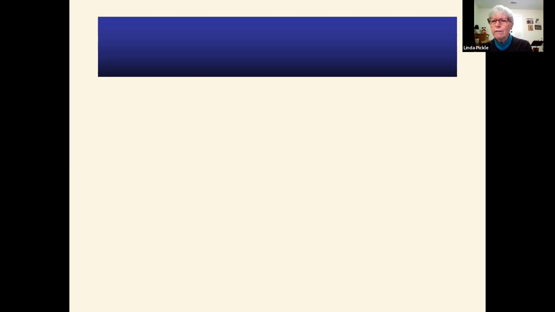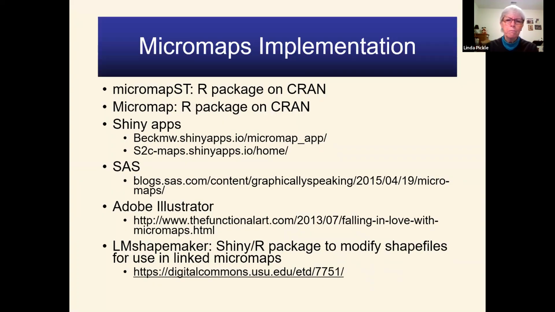Eventually, when that, what was it called? The LM Shape Maker. When that's out, and I should say the problem is the person who did that graduated and never quite released it, but I've been assured that it will come out soon. So that LM Shape Maker would allow you to modify your own shapes so that they would work in Micromap ST. Then you can map whatever you want. Right now, today, you can't quite. It has to be something that we've developed appropriate boundaries for.